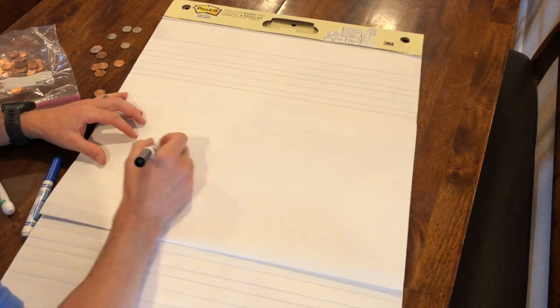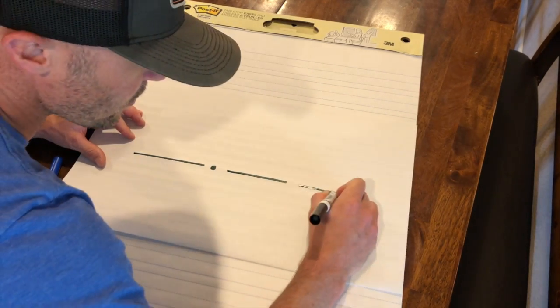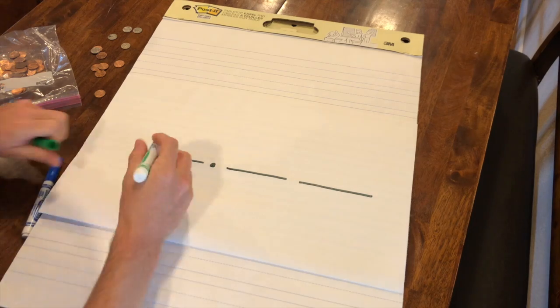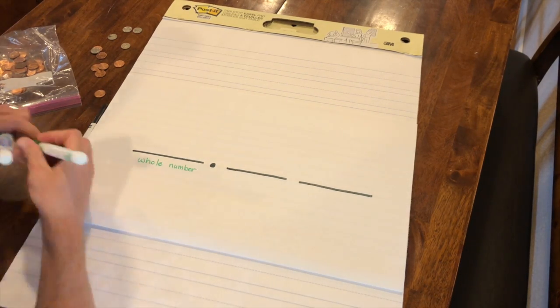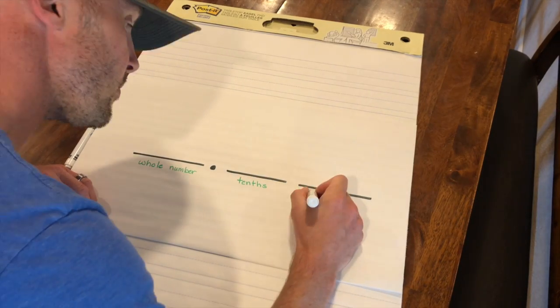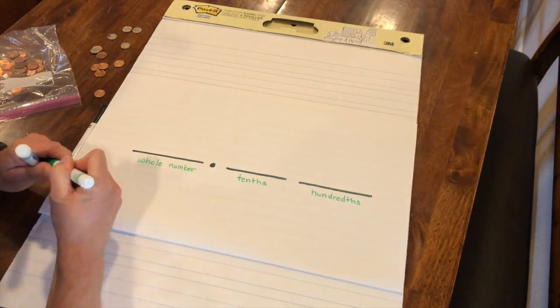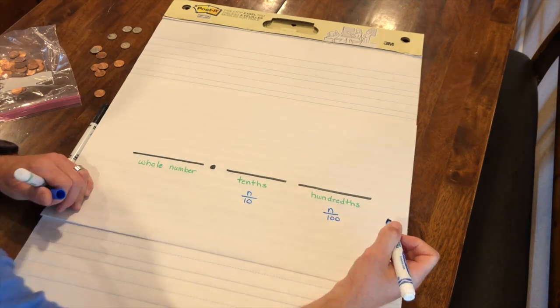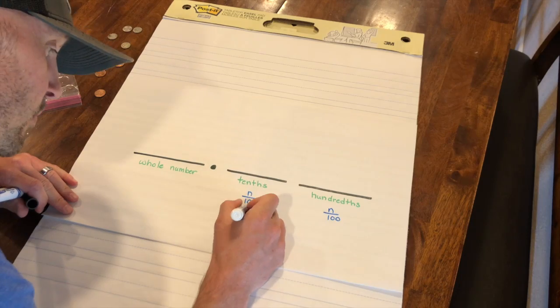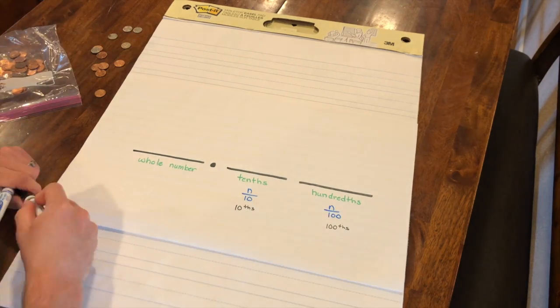A couple things that you're going to want to do. Make sure that you understand that on the left-hand side of your decimal, that's where your whole number is. And then as we go to our right-hand side of the decimal, that's where our fractions come in. And the first place value is the tenths place value. So the second one would be the hundredths place value.